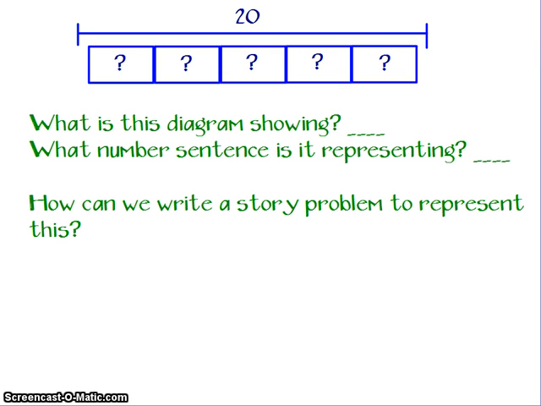Okay, so now we have a thinking block. So let's look at it carefully and think, what is this diagram showing us? Well, the first thing that I notice is that I have up here at the top, I have a number. And when I have a number at the top, that means that I have a total. Then, down here at the bottom, I notice that I have groups. And if I count them, I have 5 groups. So what does it represent? Well, it represents division, because I'm separating 20 items into 5 different groups. And they're going to be equal groups.